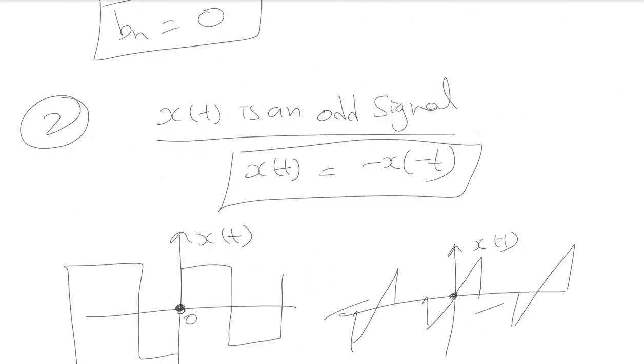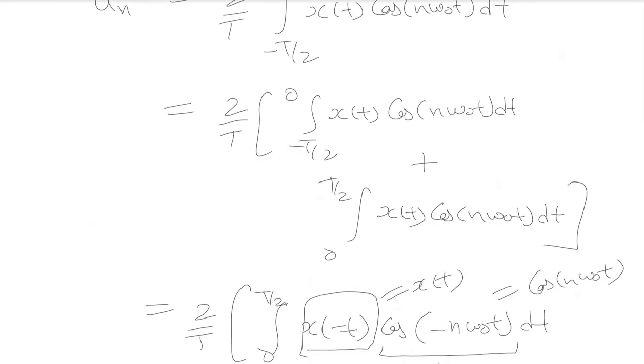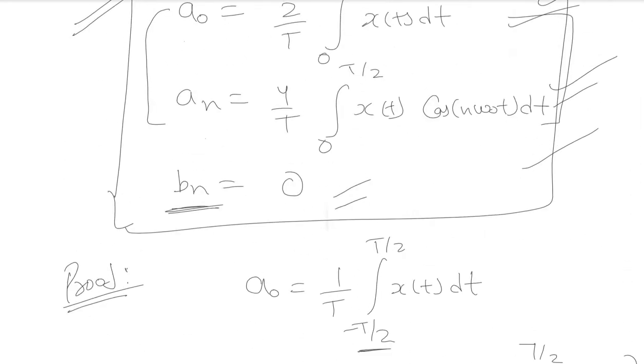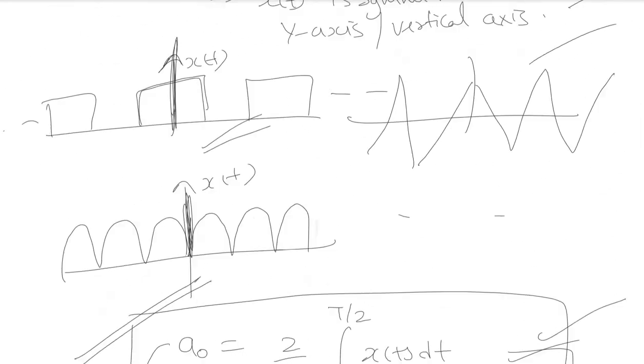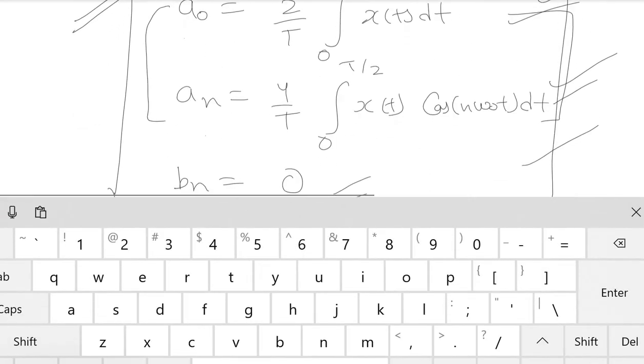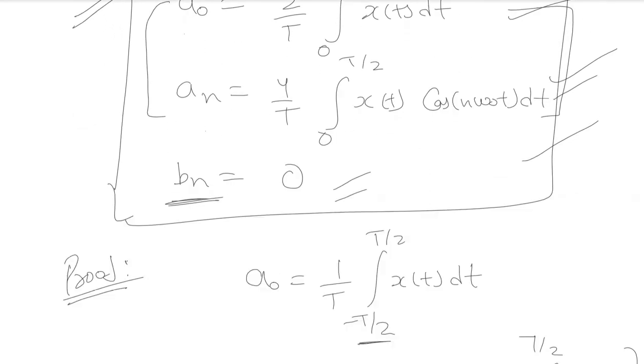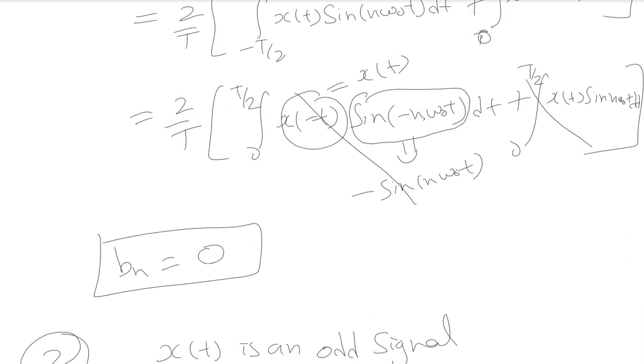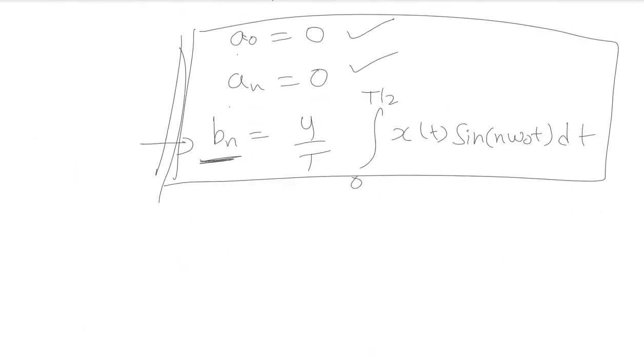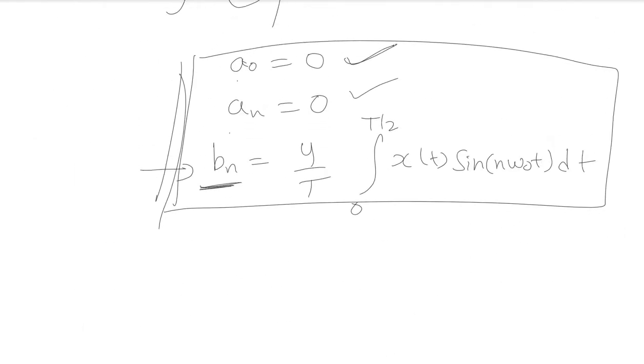One thing we can analyze carefully here is that when the signal is even, like the first case that we discussed, bn is 0. bn corresponds to the sine term. That means the Fourier series consists of only a constant and a cosine term when the signal is even. And in the second case, when the signal is an odd signal, the constant is 0, the cosine term is 0, and the Fourier series consists only of the sine term.